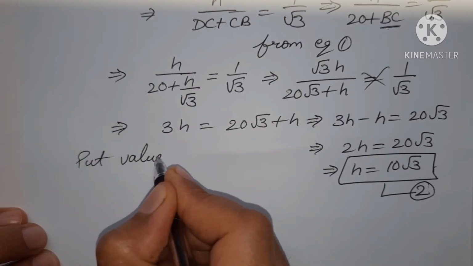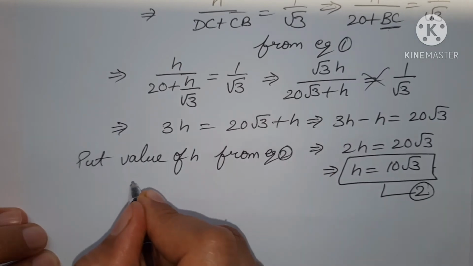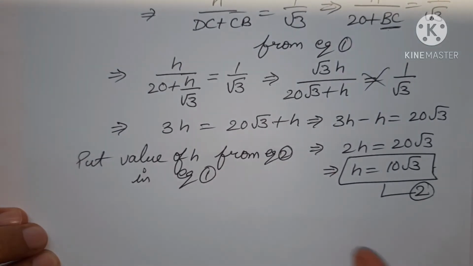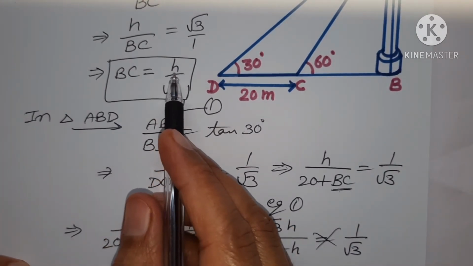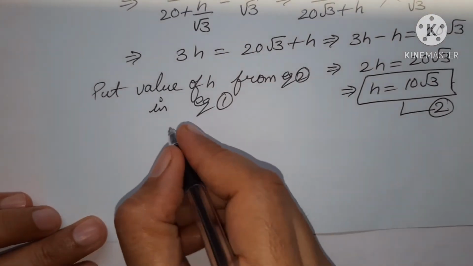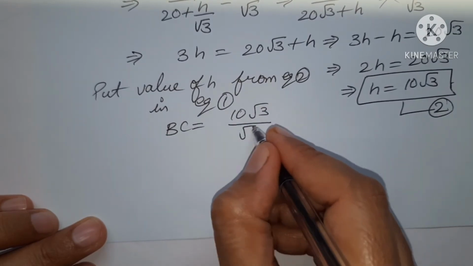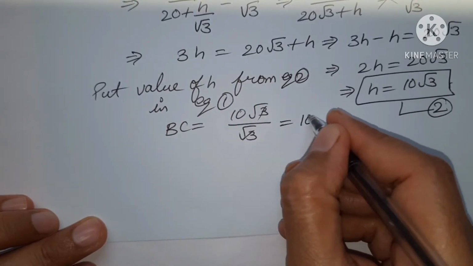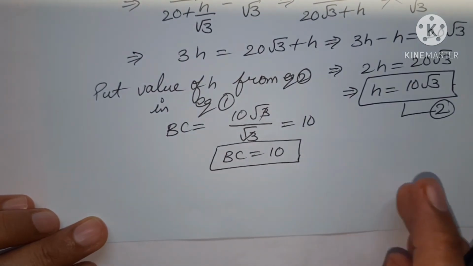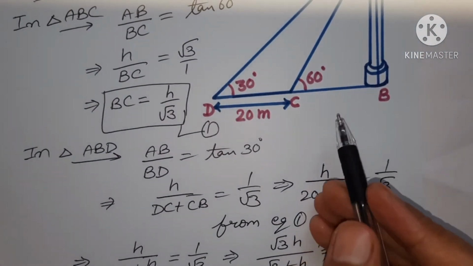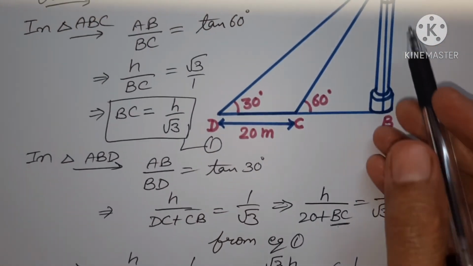Put the value of h from equation 2 in equation 1, and equation 1 was BC is equal to h upon root 3. So we will put the value of h here. BC is equal to 10 root 3 upon root 3, the root 3 will cancel, and we get 10. So BC is equal to 10. This is the value of BC. So what was BC? BC is the width of the canal and h was the height of the tower.